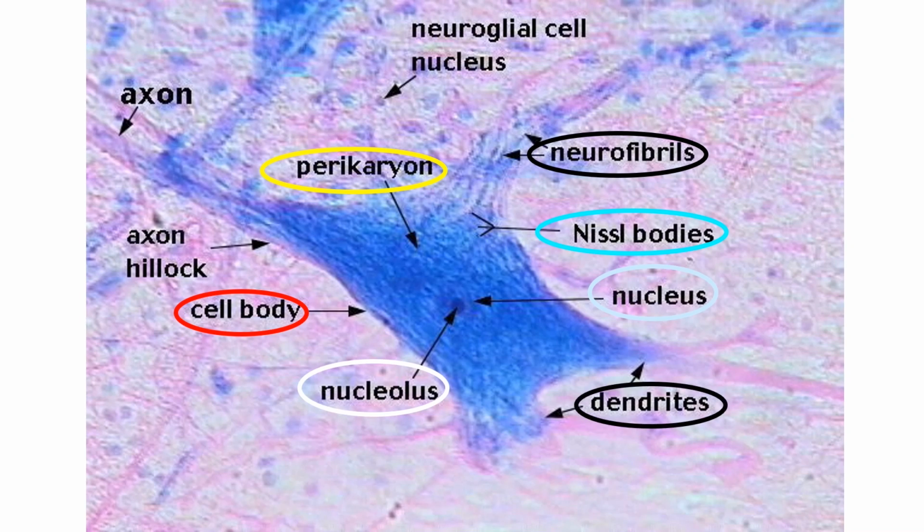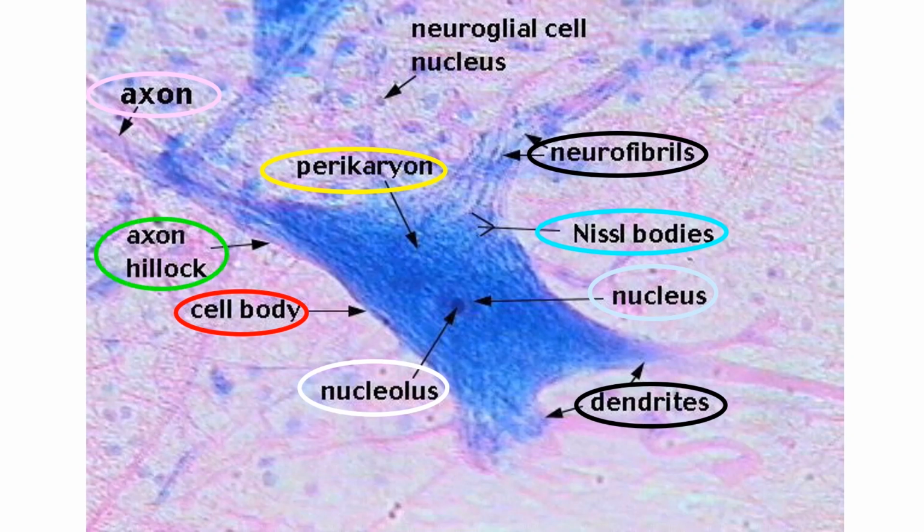We have dendrites, several of these structures. Now, why are these dendrites? Because their beginning contains the Nissl granules, the blue color. Now, this is an axon. Why is this an axon? Because it does not contain the blue color, the Nissl bodies.